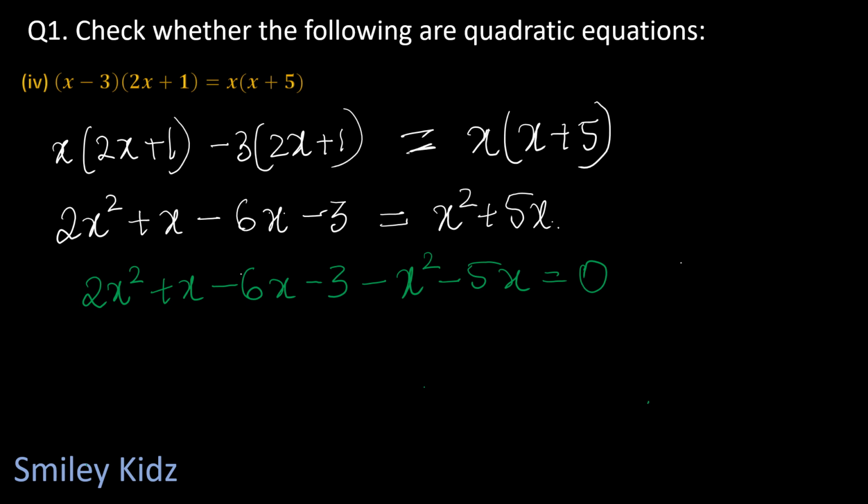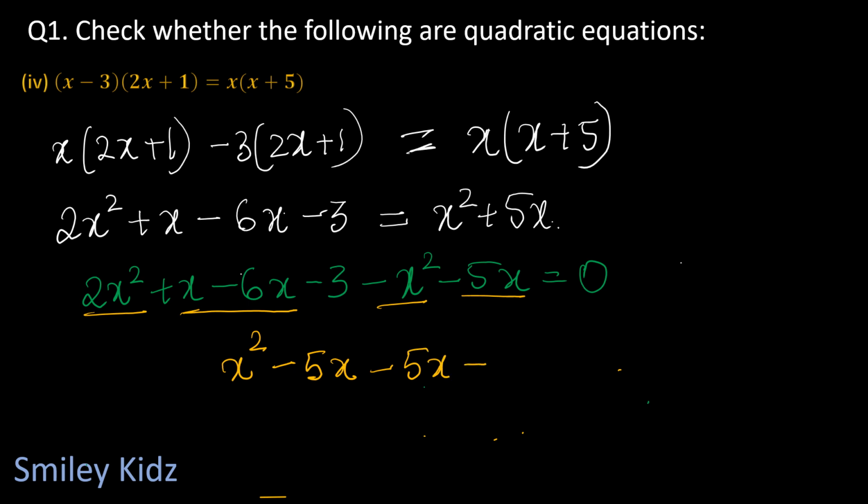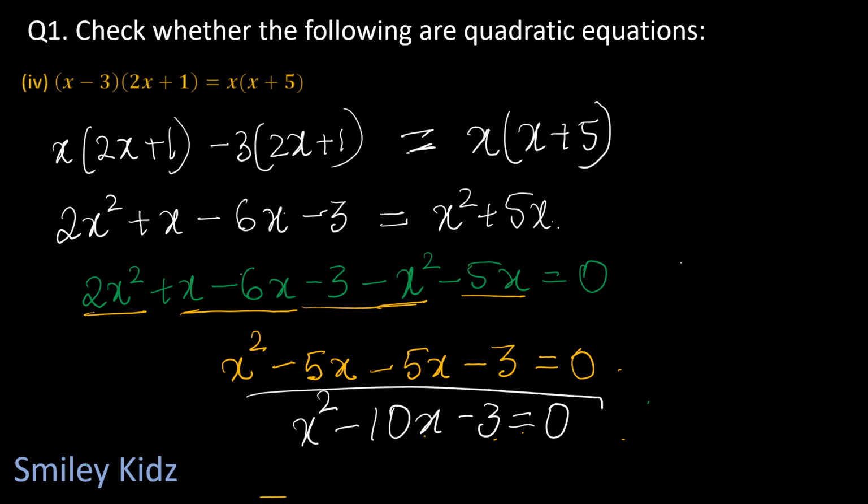Now, can we simplify this? Well, yes. Here we have 2x square minus x square. It's going to give you x square, isn't it? Then here we have plus x minus 6x, which is going to give you minus 5x. And again, we have minus 5x over here. And minus 3 is equal to 0. So done with all the terms? Now simplify this further. x square minus 10x minus 3 equals 0. This is what we have arrived at.